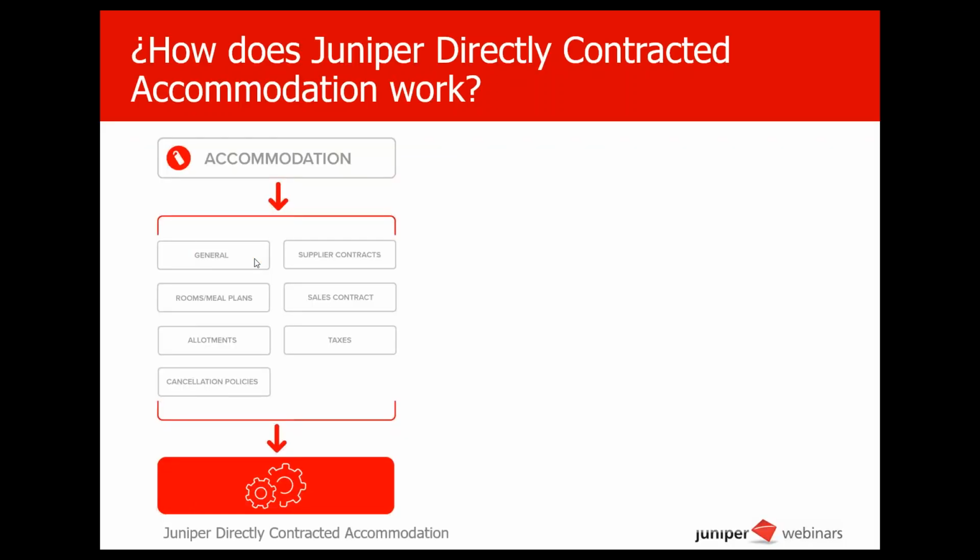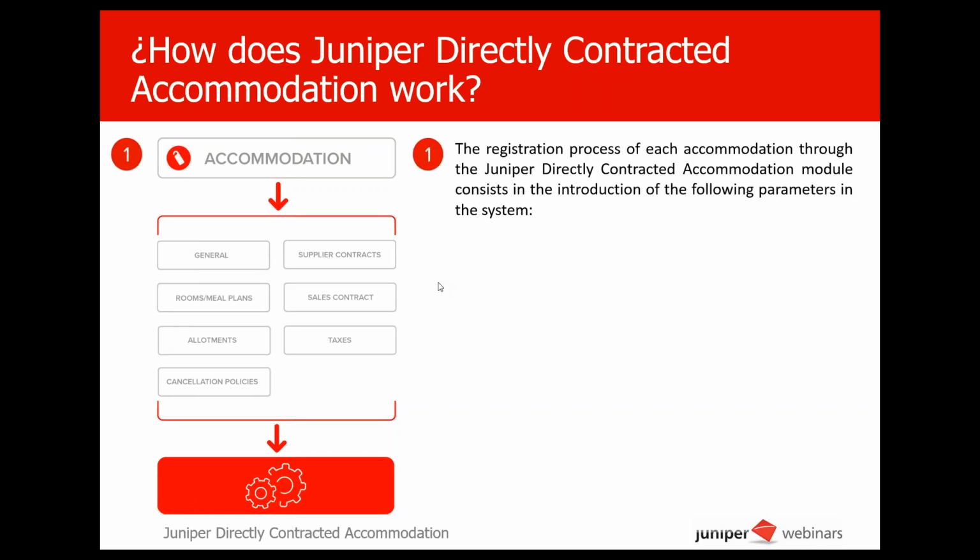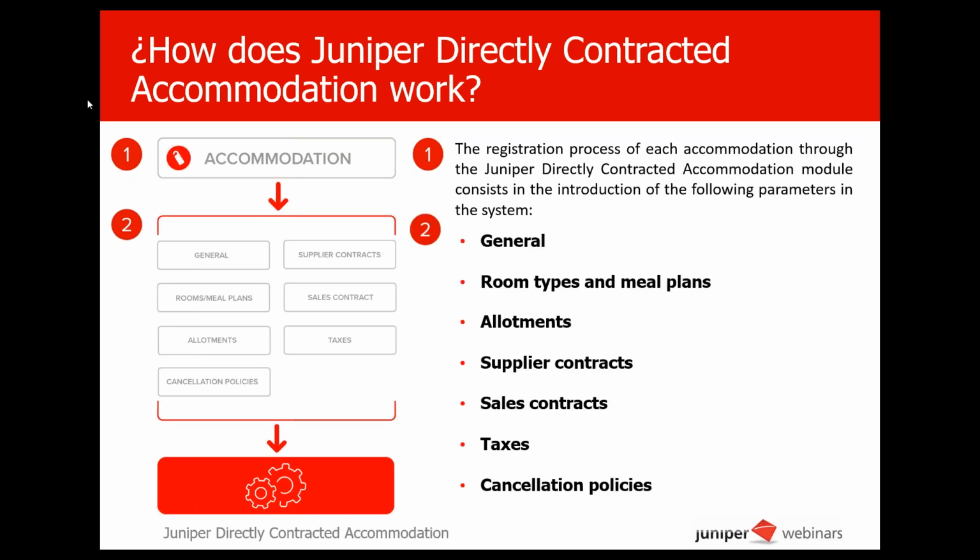How does it work? The registration process of each accommodation through the Juniper directly contracted accommodation module consists in the introduction of the following parameters in the system. General is the basic information such as the accommodation name, description, address, category, accommodation type, pictures, services, special notes, etc. All the basic information about our hotel, about our accommodation, sorry.